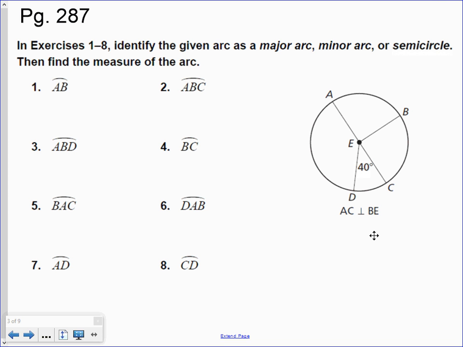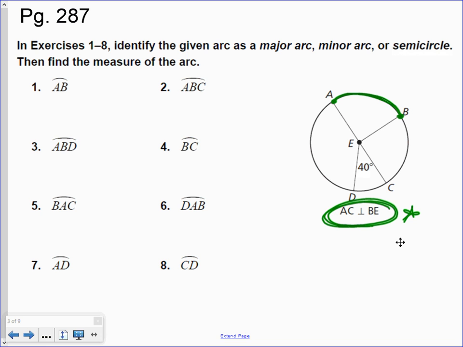And so if we look at that in the picture, we're going to start here at A. And we're looking at the arc from A to B. And how big would that be? Well, it's going to be really important that you read this right here. Okay? You're not going to be able to do this problem if you don't read that. So that right there says that AC, that diameter through the middle, is perpendicular to BE.